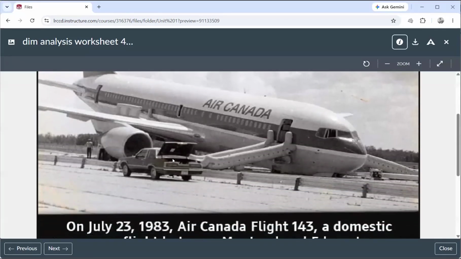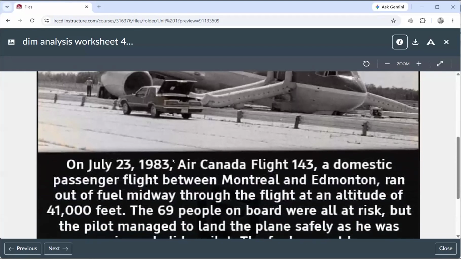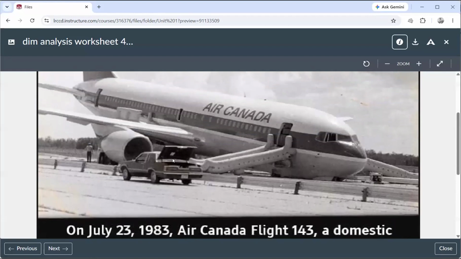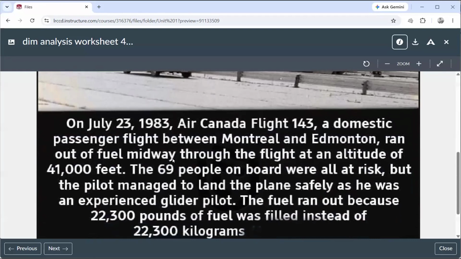Oh, this is an interesting problem. This is a true story, by the way. That's a 737 Air Canada, Montreal to Edmonton. In Montreal, they put kilograms of fuel in instead of pounds of fuel.